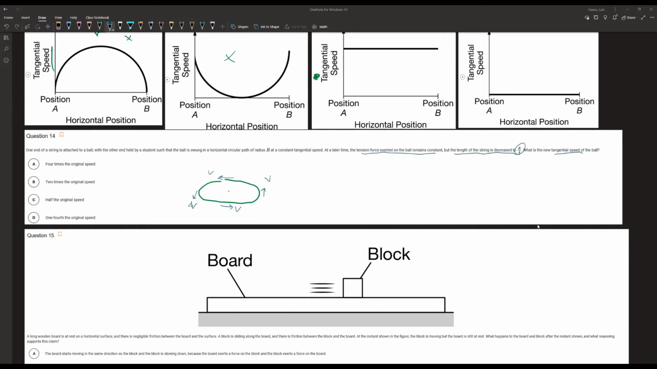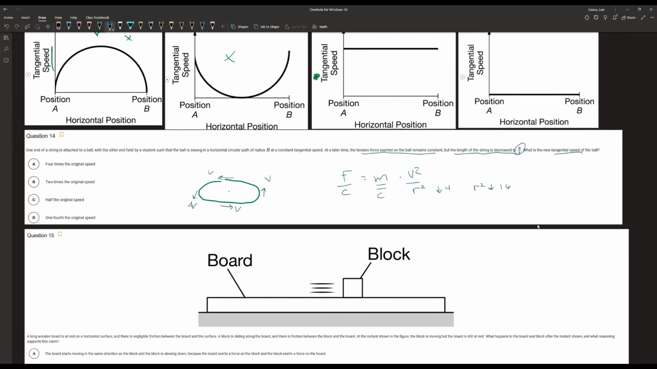So in this case, the force is going to remain constant. It's the same ball, so the mass also stays constant. We don't need to worry about that. V squared over R squared. So what's going to happen? Well, this is going to get decreased by 4. So this goes down by a factor of 4, which causes R squared to go down by a factor of 16.